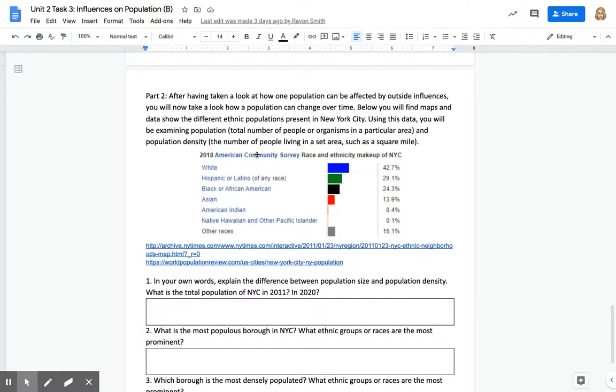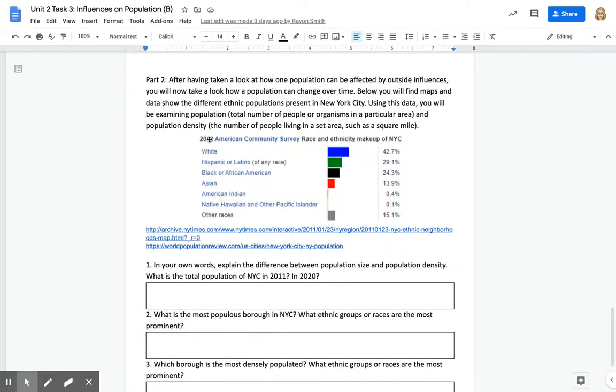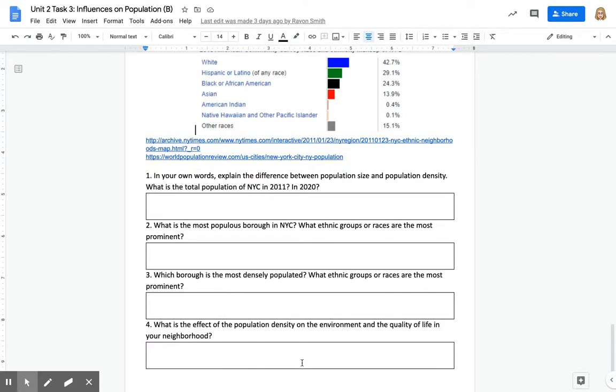Then in part 2, you're going to look at New York City population data. You have this chart right here. Then you have two different links, one right here and one right here. You're going to use it to answer these questions about the population of New York.